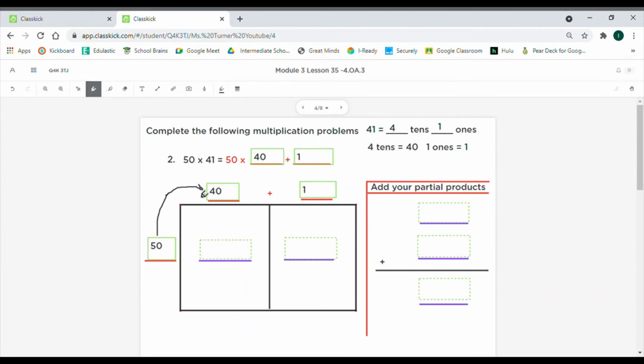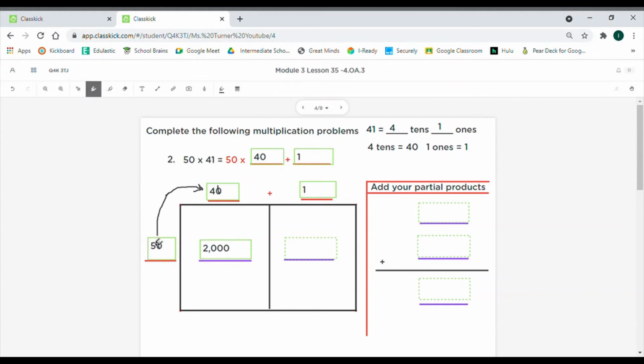So let's go ahead and start with 50 times 40. I don't know 50 times 40, but I do know 5 times 4. And the way I figured that out is by taking away my zeros. What's 5 times 4? Good job, 20. And I took away 2 zeros, so don't forget to add your 2 zeros back in. And don't forget your comma. So 50 times 40 equals 2,000.